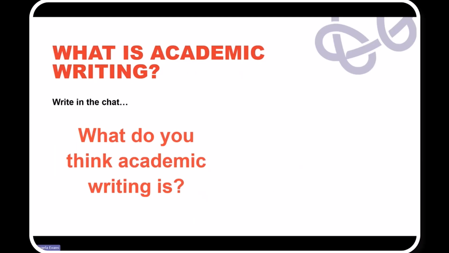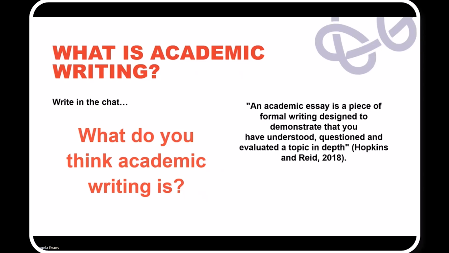So what is academic writing? Take a moment, maybe pause the video to think what this may be, and then we'll give you a definition and some examples of good and poor practice. So Hopkins and Reed describe it as a piece of formal writing designed to demonstrate you've understood, questioned, and evaluated a topic in depth.